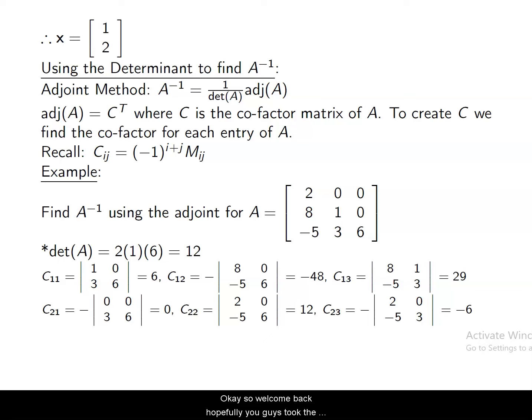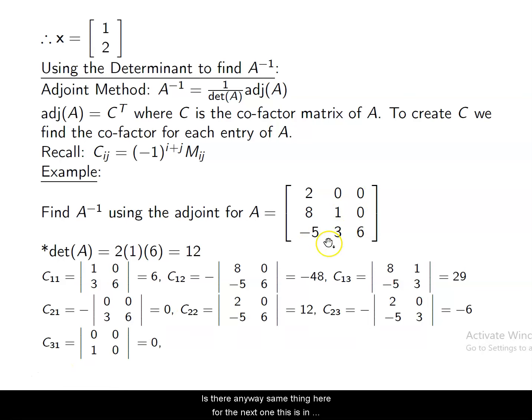Okay, so welcome back. Hopefully you guys took the time to go ahead and do this bottom row yourself. Let's just compare our answers. Again, I'm blocking off this one, taking out this column, this row. This is my submatrix. It's in the positive position. And I get 0 anyways because it's 0 times 0 minus basically 0, so it doesn't even matter. It's going to be 0 anyways.